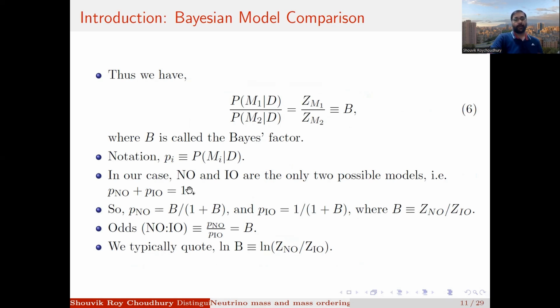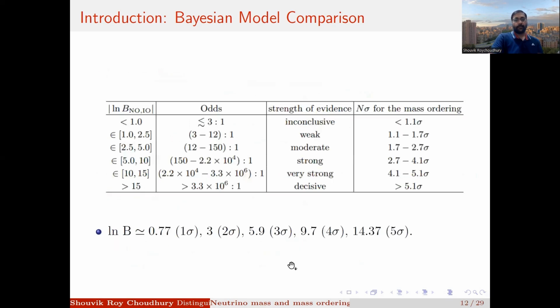Now, in case of neutrino oscillations, normal ordering and inverted ordering, there are only two possible models, and then P(NO) plus P(IO) will be equal to 1. And then you can define the odds N versus IO as the Bayes factor. And we typically quote log of B. And the thing is that to get a 5 sigma evidence for normal hierarchy over inverted hierarchy, we need this log B to be more than 14. And so the Bayes factor has to be 10 to the power 6.